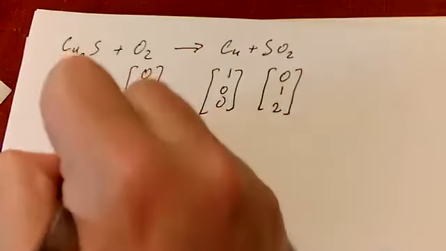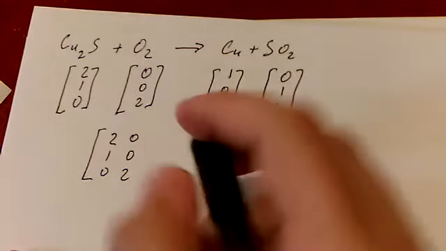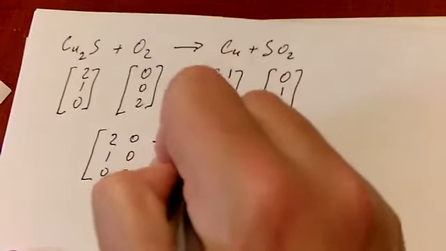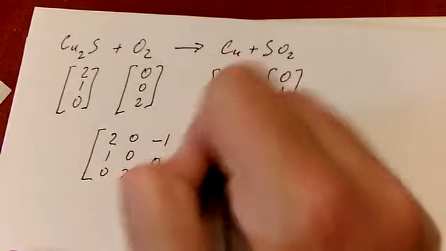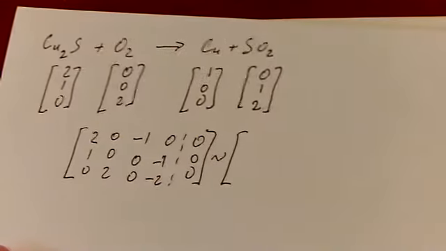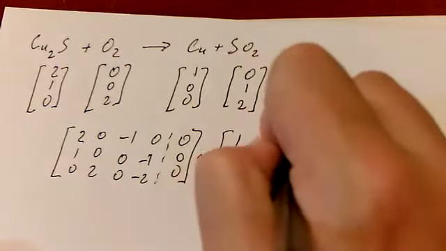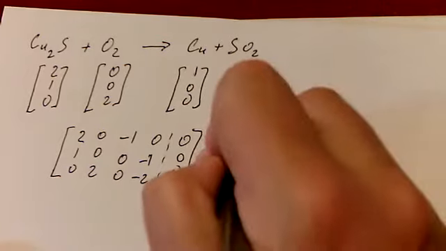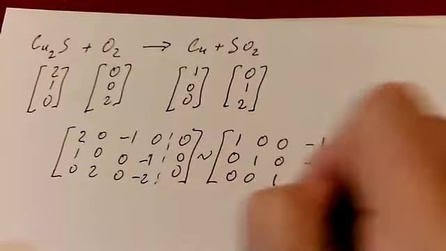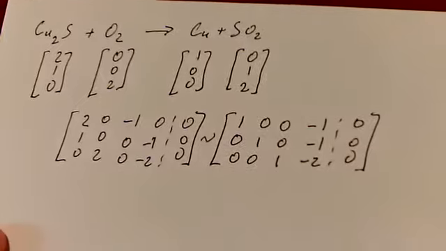Then I set up my matrix here: 2, 1, 0, 0, 0, 2. Again, I'm bringing these others over to the other side, so I have -1, 0, and 0, then 0, -1, and -2 for the last one, augmenting that with zeros. Simplifying that, we get 1, 0, 0, and -1; 0, 1, 0, and -1; and 0, 0, 1, and -2. Again, augmented with zeros. So I can write my solution set.